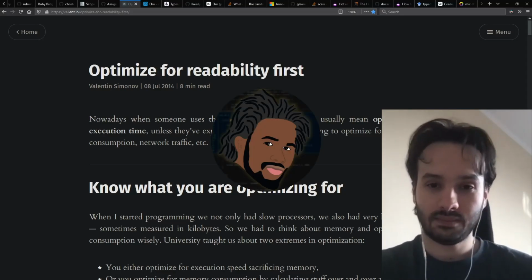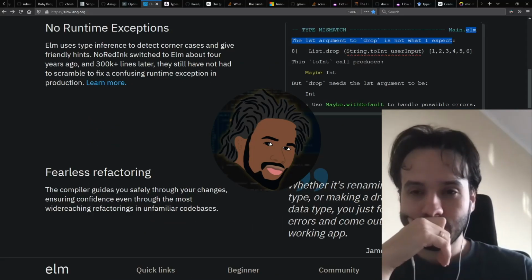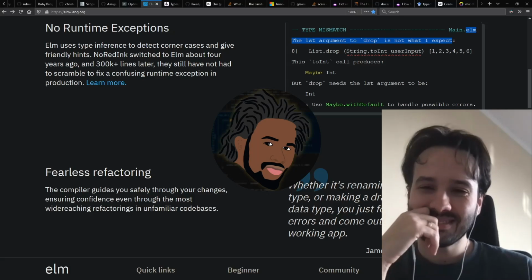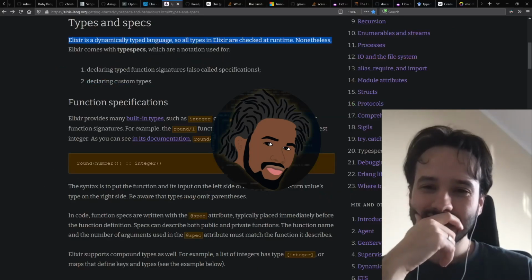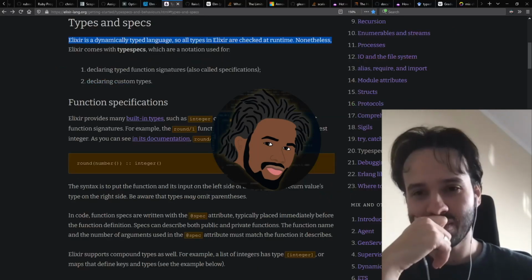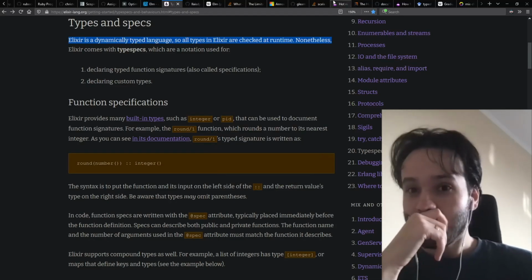So going alongside with readability and clearness, I work a lot with Elm at work at Corvus Insurance, and we have Elixir in the back. And one thing that really gets to me is the lack of static typing. So what's your take on static typing for Beam languages?